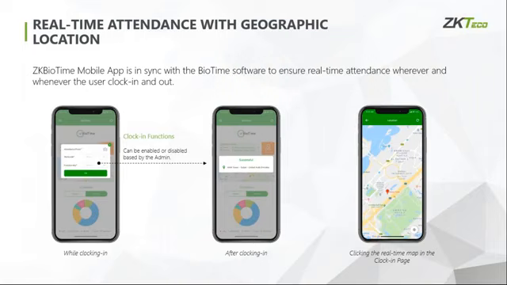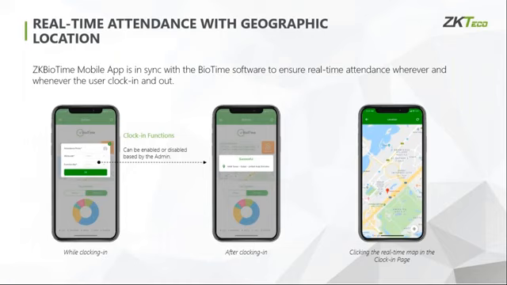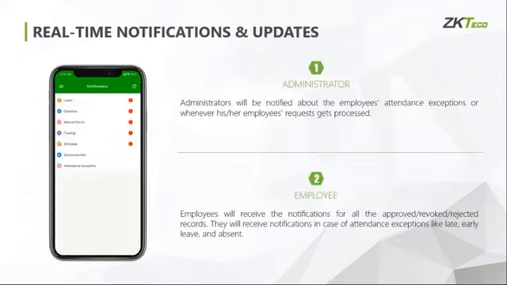And real-time notifications and updates. You can see the notification window here, which is giving all the alerts like leave, overtime, manual punch, training, schedule, announcement, and attendance exceptions. So for the employees as well as administrators, the leave notification means, if it is an employee, once it's approved or rejected.